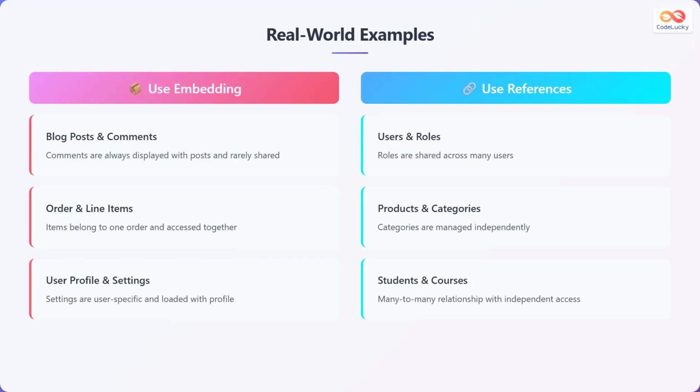For references, examples include users and roles, where roles are shared across many users. Products and categories, where categories are managed independently, is also a good example. And students and courses, which represents a many-to-many relationship with independent access, is best managed with references.